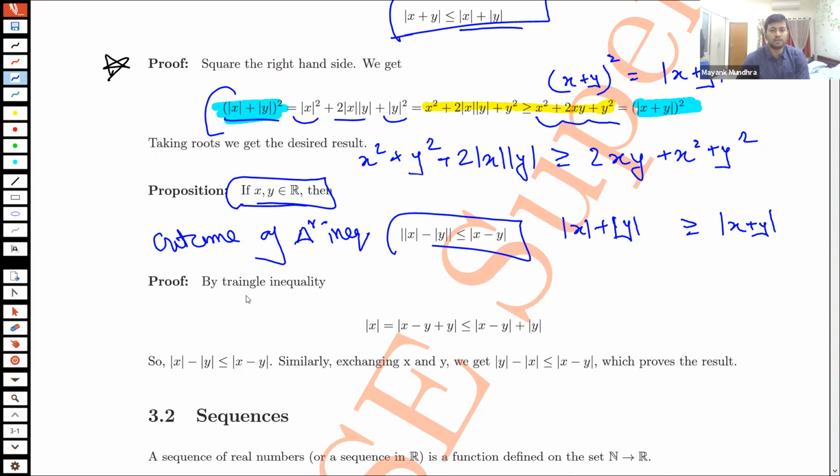So how do I show this using the triangular inequality? Using the triangular inequality, |x| can be written as |(x - y) + y|. Now what is the triangular inequality? This is my triangle.